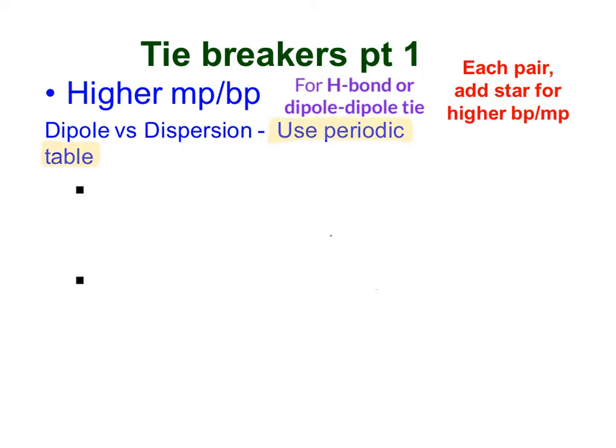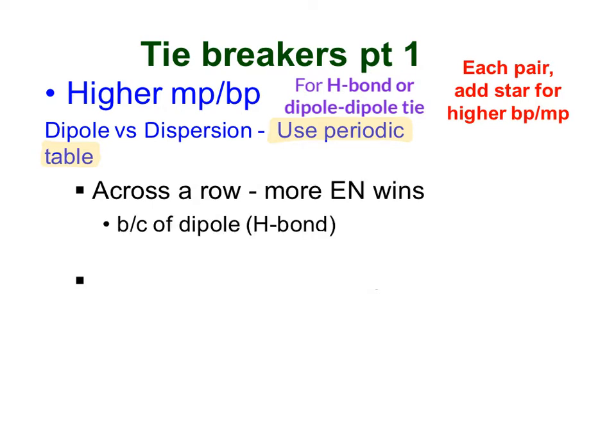All right, so let's first look at across a row. If the difference is elements that are going across the row of the periodic table, then the more electronegative element is going to be a stronger dipole, and therefore it's going to win. It's going to have the stronger force. So this is because of the dipole. This is true even if you have hydrogen bonding and it's not dipole-dipole. Either way, that would be true. So if you're going across a row, like left to right, then that means that's going to be the difference.